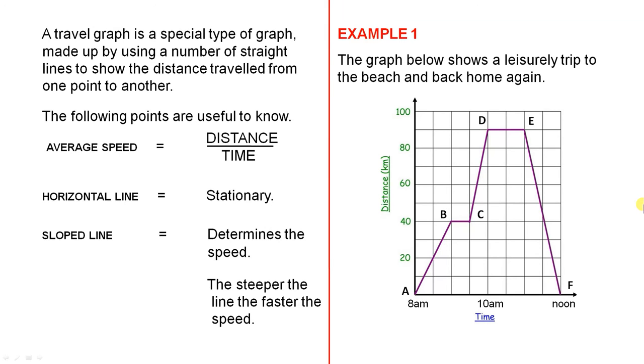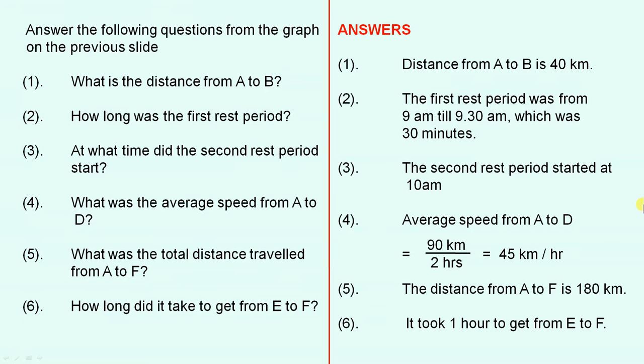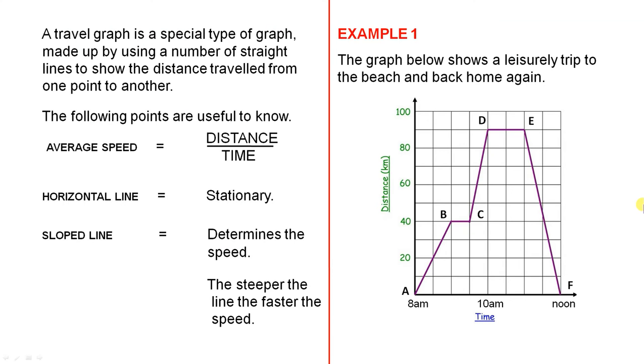Let's have a look at the second question. How long was the first rest period? The answer was the first rest period was from 9 a.m. till 9:30, which was 30 minutes. Let's go back and have a look at that. So the first rest period was from 9 a.m. to 9:30, and that was 30 minutes. Let's look at the next question.